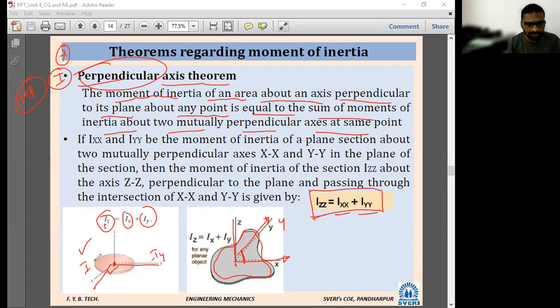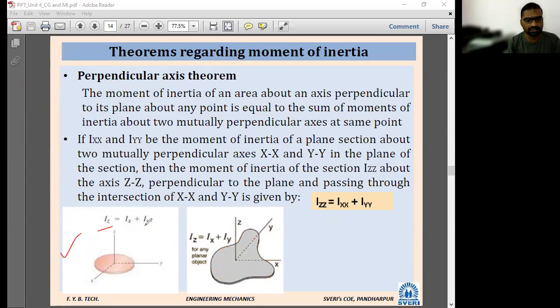So all of you draw this first figure. All of you draw the first figure only. Draw this first figure and write this: Iz is equal to Ix plus Iy.